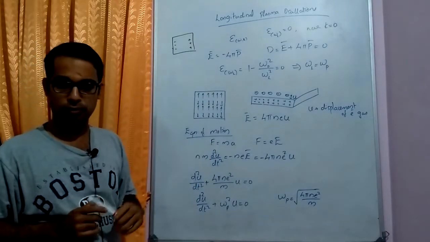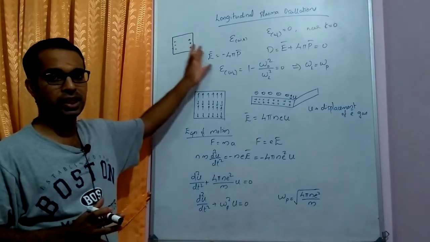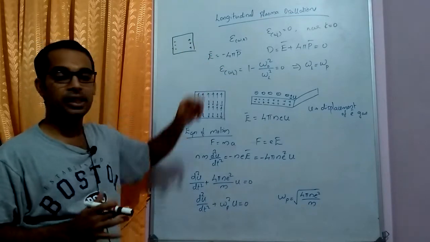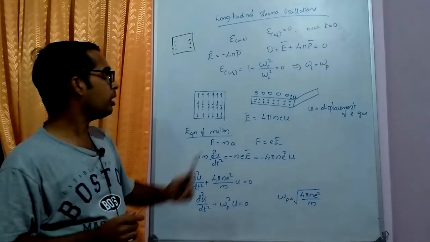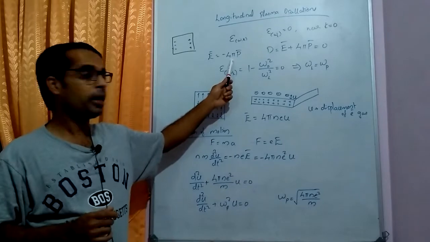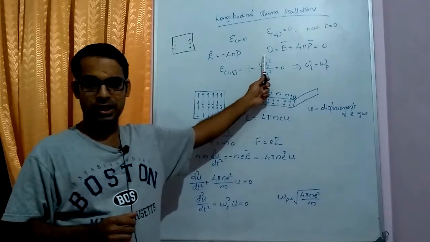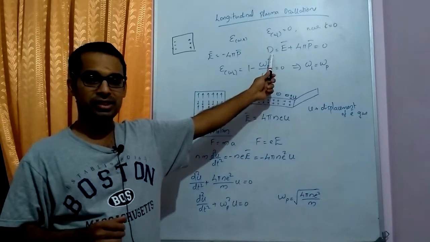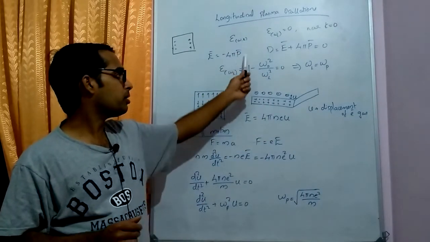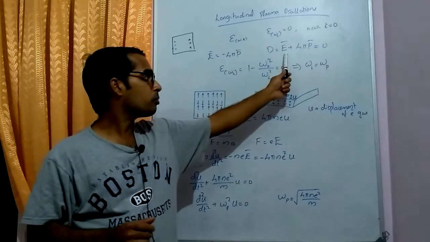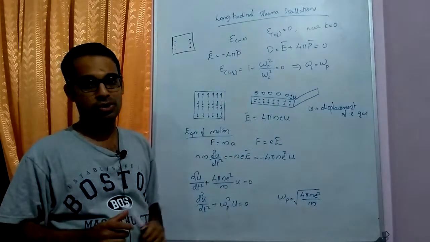A depolarizing field will be generated inside the medium because of this charge distribution and movement. The expression for the depolarizing field is equal to minus 4 pi P, where P is the polarization. Now we know that in CGS units the electric displacement vector is D equal to E plus 4 pi P. Since the depolarizing field is minus 4 pi P, we substitute here and D will be equal to 0. This happens for longitudinal mode oscillations.